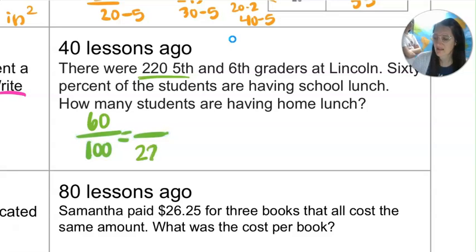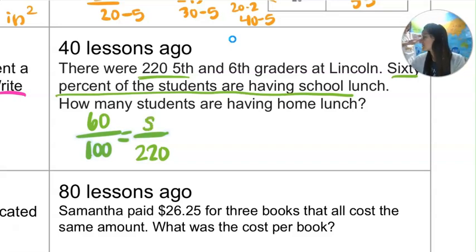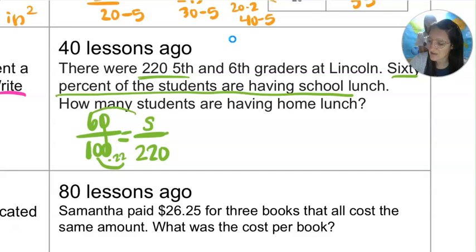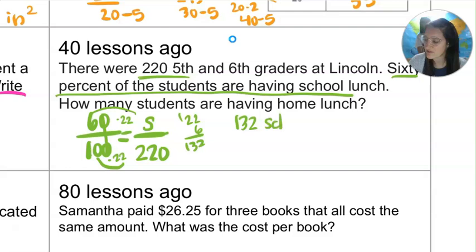Bottom. Okay. Now the 60% are the students who are having school lunch. So I'm going to put an S for school lunch. All right, I'm going to simplify this and then times by 22. Times by 22. 6 times 22 is 132. So 132 students are having school lunch.